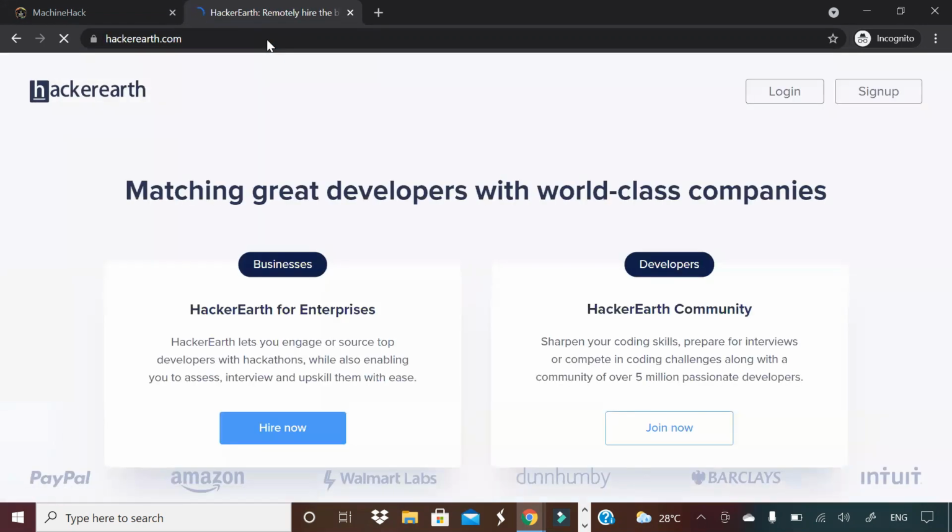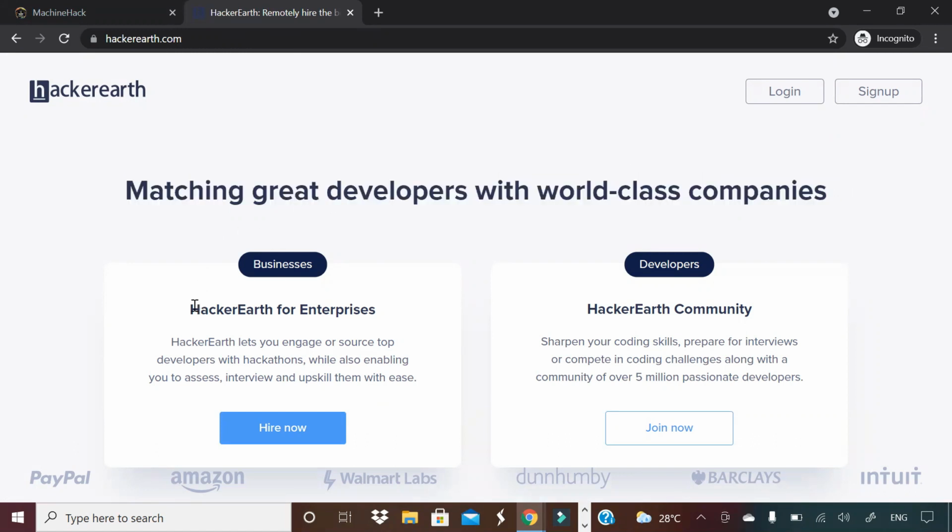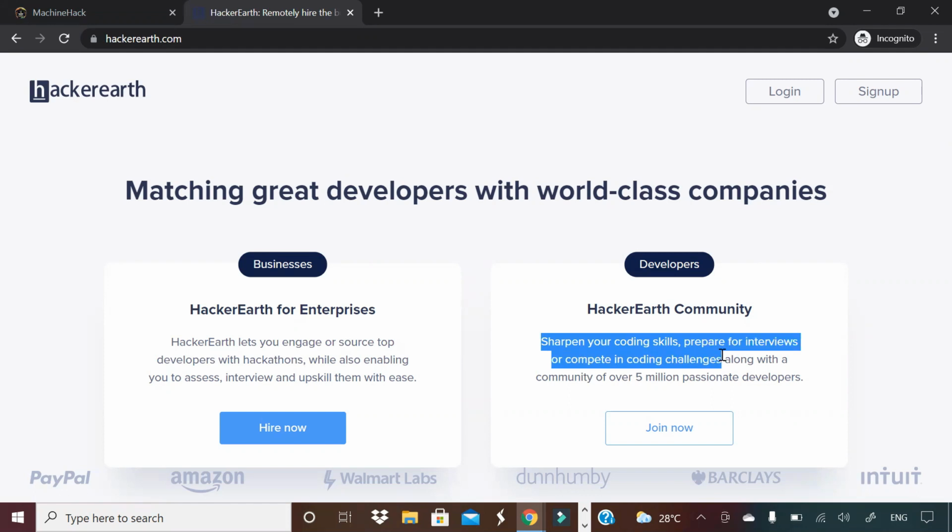And many organizations are showing interest in hiring through HackerEarth. Okay. So if you see here, it says matching great developers with world-class companies. Which means companies can also register here, HackerEarth for enterprises. So HackerEarth lets you engage or source top developers with hackathons, which means it is beneficial for organizations. On the other hand, for developers also, we have sharpen your coding skills, prepare for interviews or compete in coding challenges. Same concept like Kaggle, but many companies have registered here and I am hearing that some people are getting jobs through these platforms, and that is where I want you to be aware of these platforms as well.